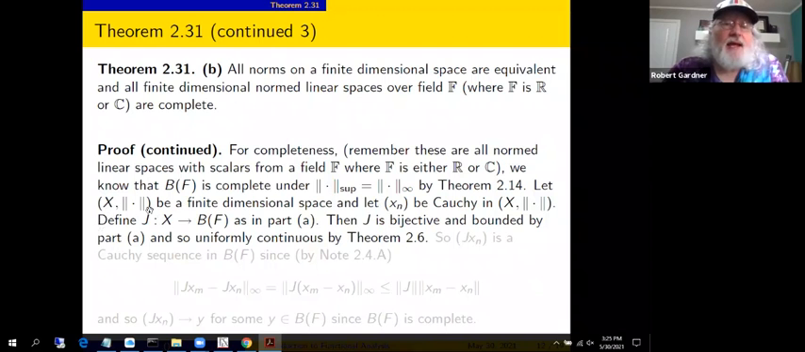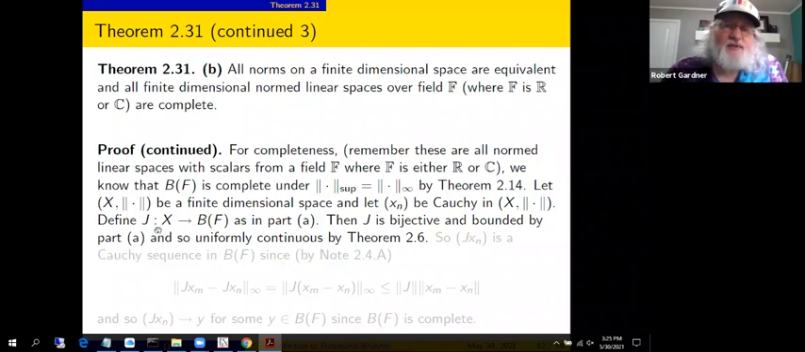So let X, with a given norm, be a finite dimensional normed linear space, and let X sub n be a Cauchy sequence in that space. The definition of completeness is that Cauchy sequences converge. So we need to find a limit for this Cauchy sequence that's in this space. We know a lot about operators. So define operator J, mapping X into B of F, as we did in part A.